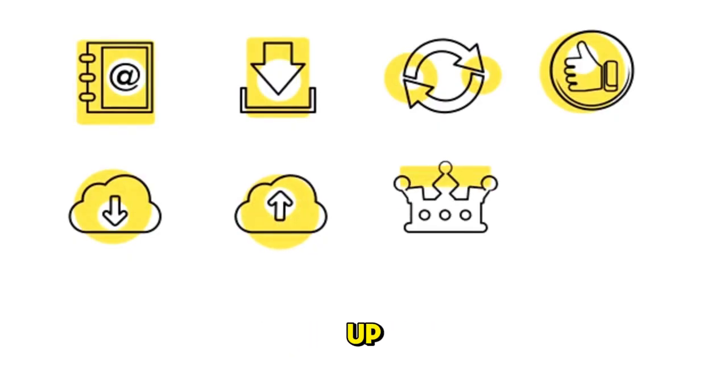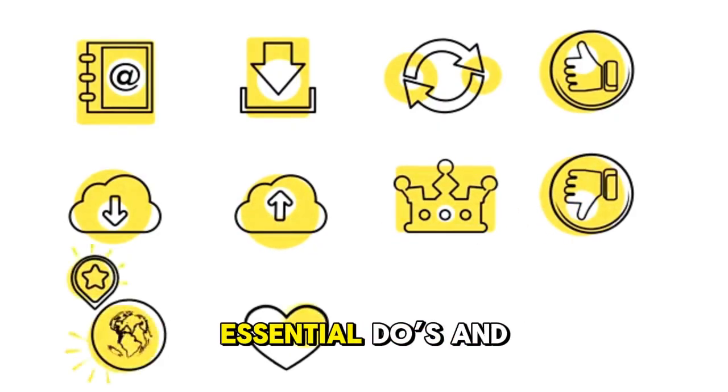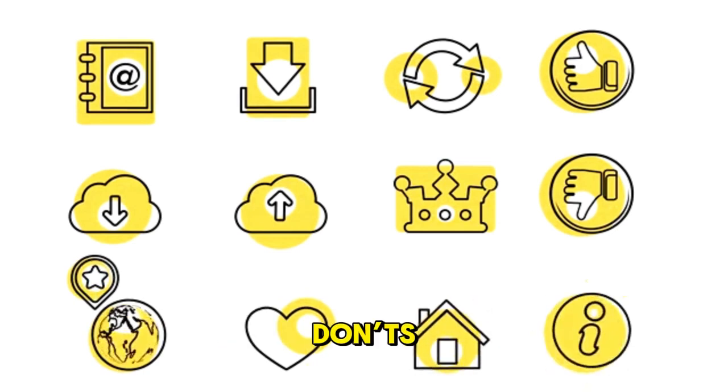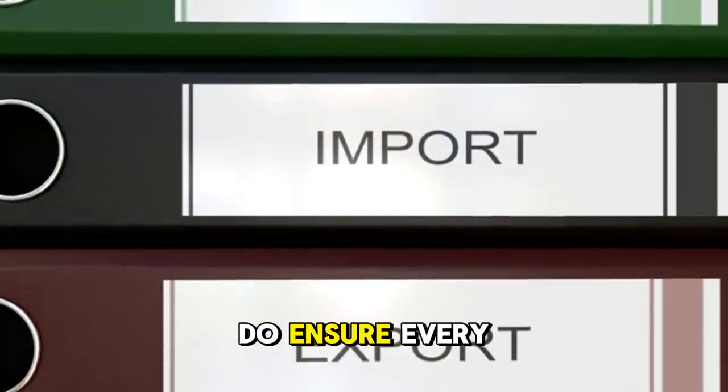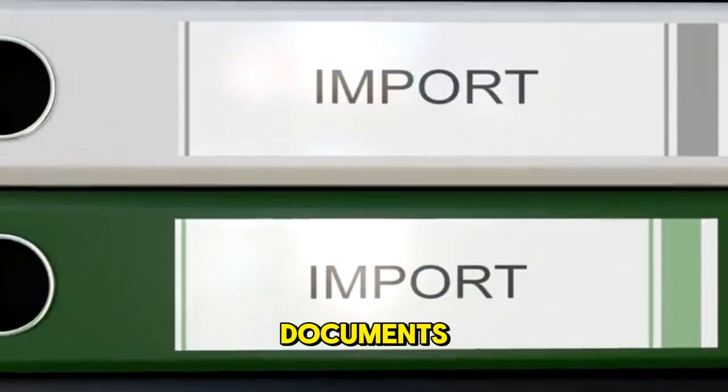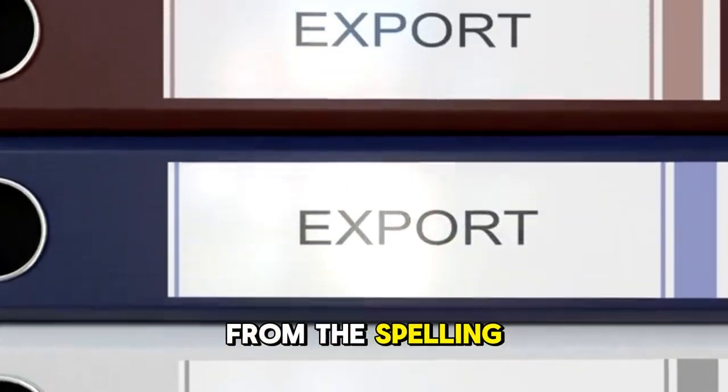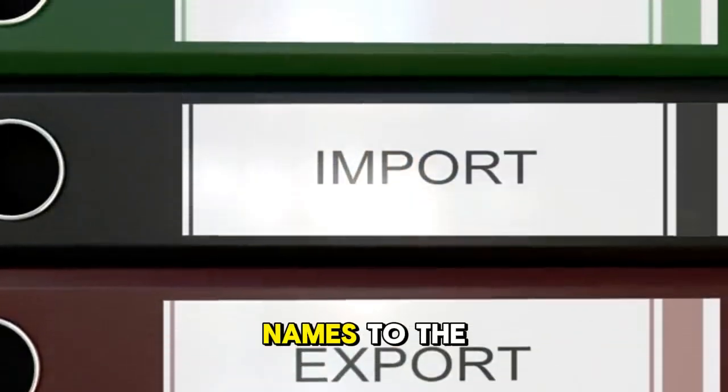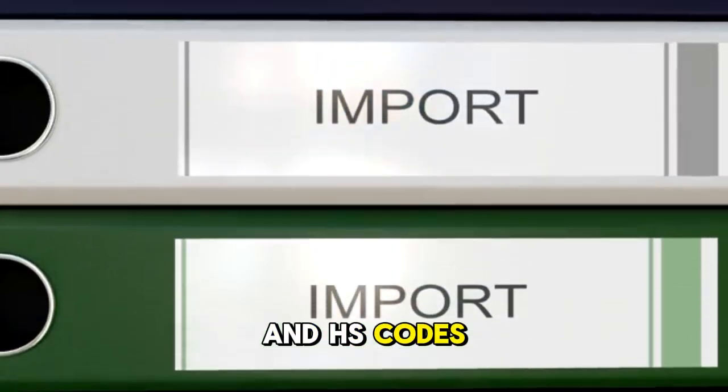To wrap things up, here is your golden checklist of essential do's and don'ts. First, the do's. Do ensure every single detail on your documents matches exactly, from the spelling of the exporter and importer names to the addresses and HS codes.